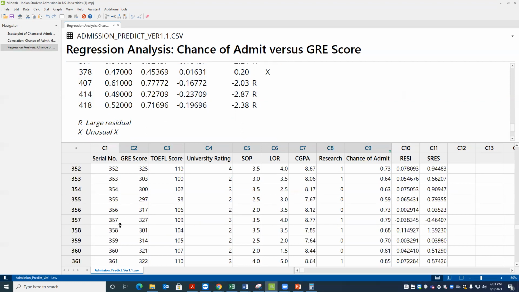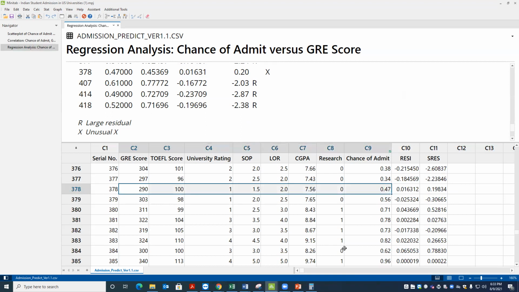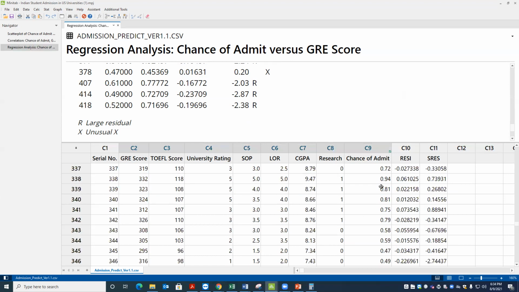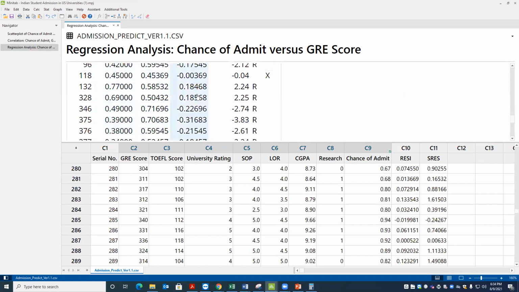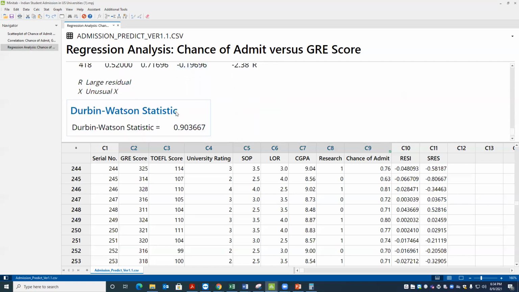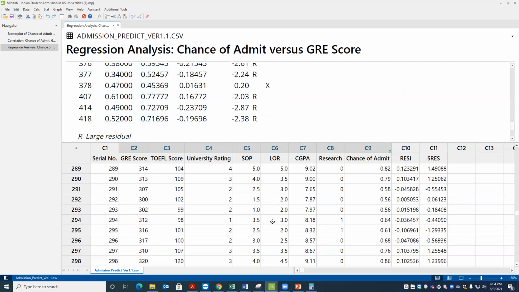378. So here at 378, the GRE score is 290. And what is the chance of admission? Where is chance of admission? Yeah, 47%, meaning 0.47. In that case also, I think the same numbers were there. So maybe these numbers also, let's check the last one, which is 418.